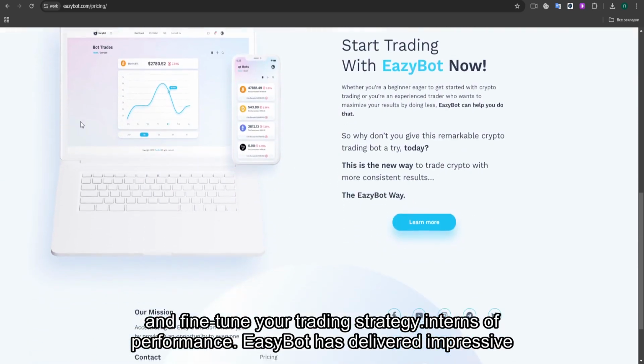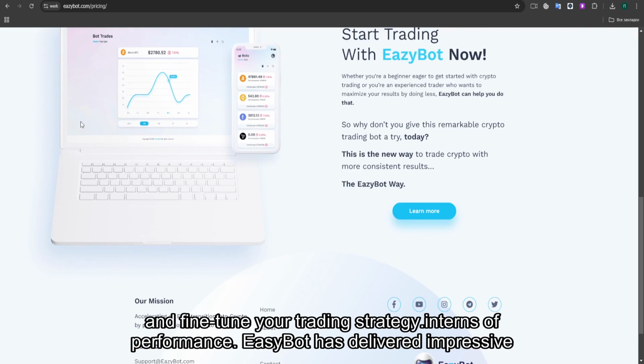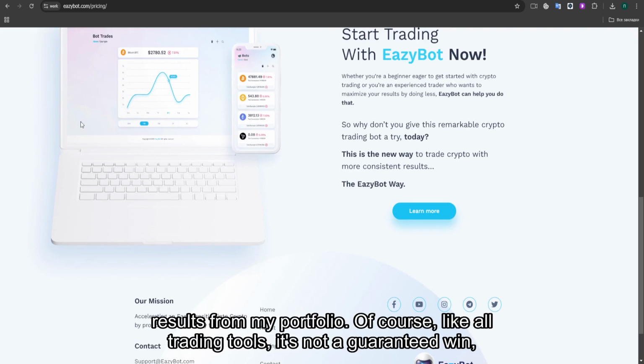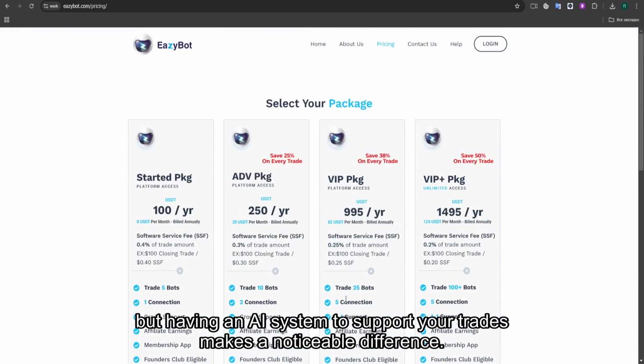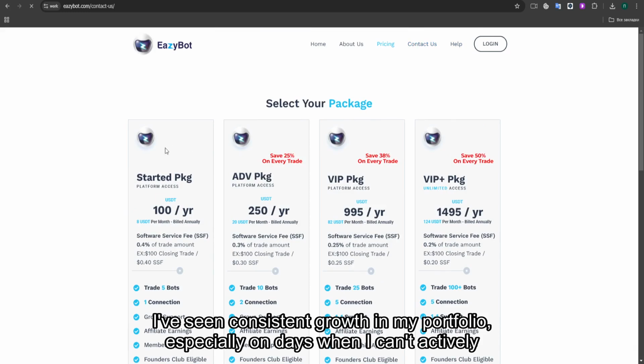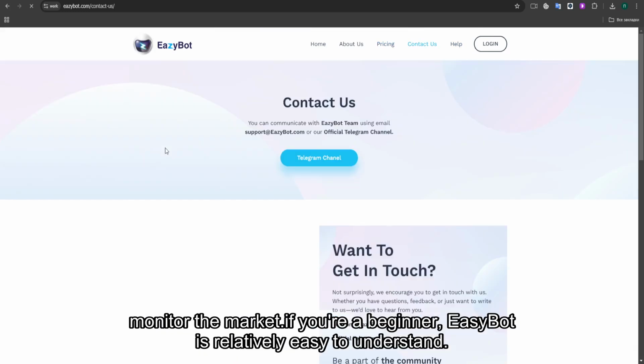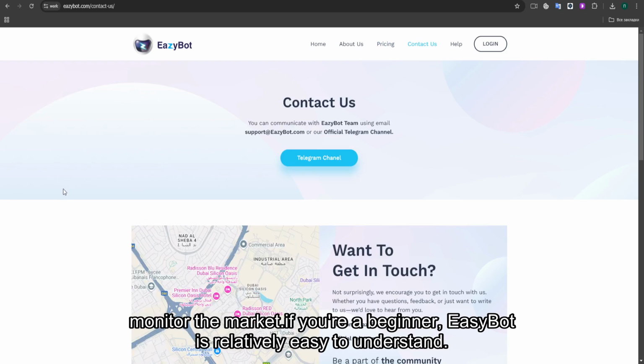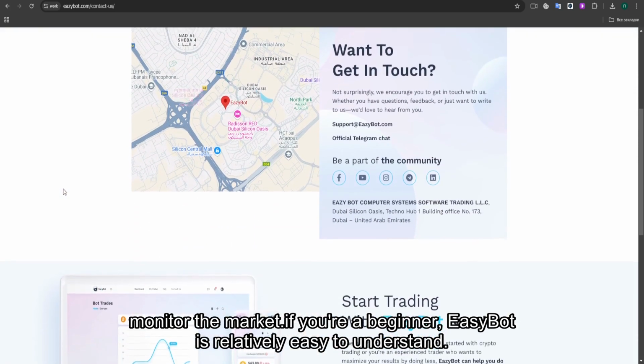In terms of performance, EazyBot has delivered impressive results for my portfolio. Of course, like all trading tools, it's not a guaranteed win, but having an AI system to support your trades makes a noticeable difference. I've seen consistent growth in my portfolio, especially on days when I can't actively monitor the market. If you're a beginner, EazyBot is relatively easy to understand.